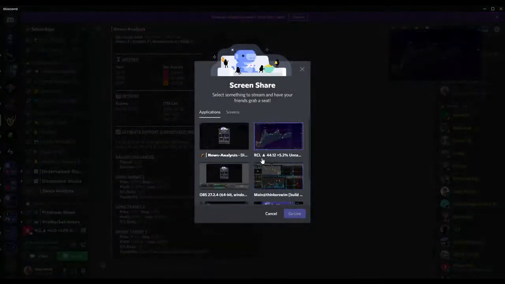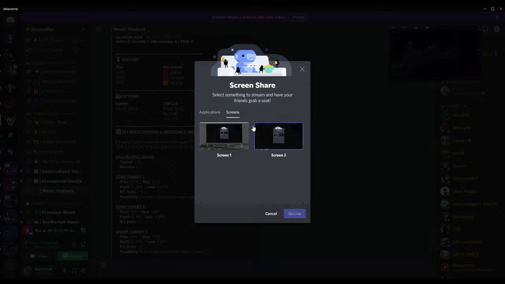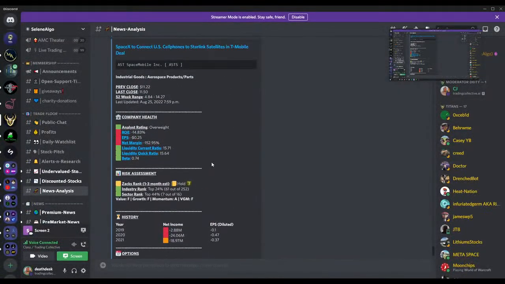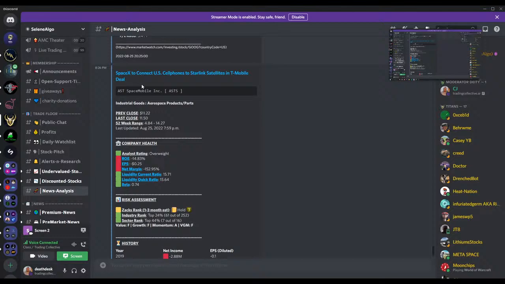Worth noting. I'll show you guys what that looks like really quickly, actually. So we'll go back here, go live. You guys can see actually what he's talking about. SpaceX to connect U.S. cell phones to Starlink satellites and T-Mobile deal. So Space Mobile is the company that this article is primarily about.